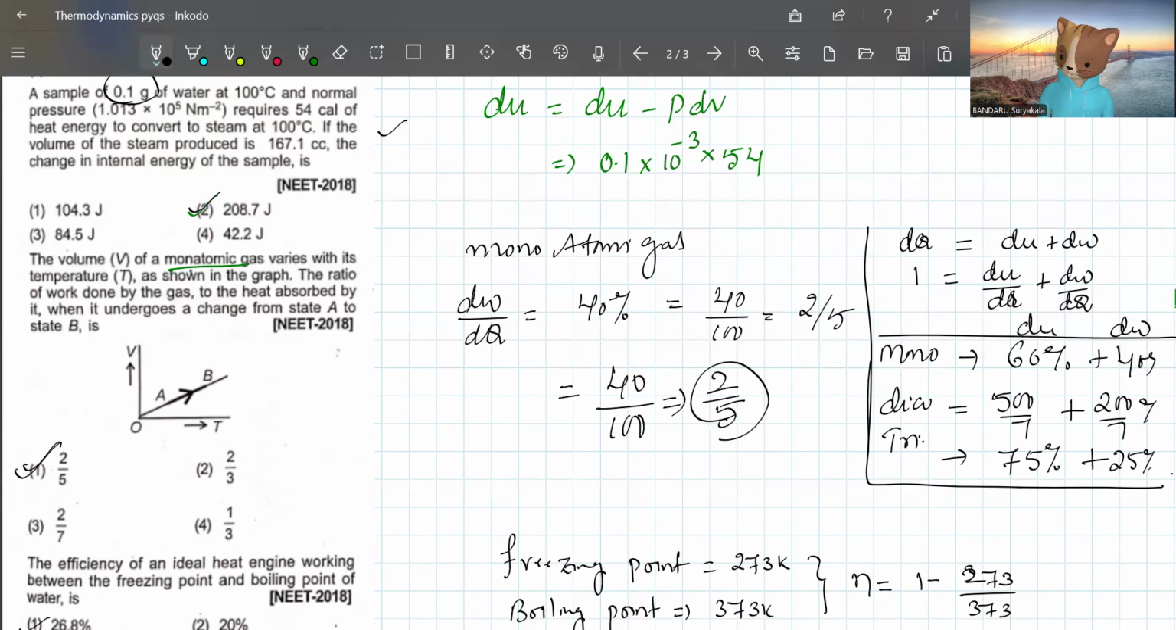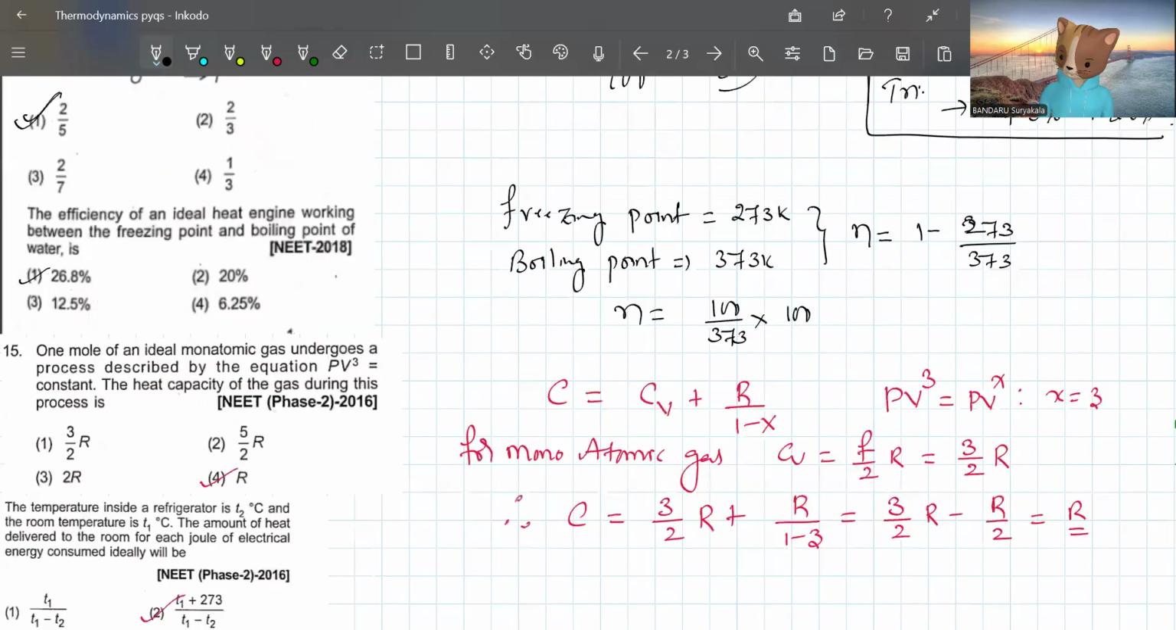Okay, next. Again, a Carnot engine problem, they give a freezing point and boiling point. Freezing point is 0 degrees Celsius. Boiling point of water is 100 degrees Celsius. Okay. If you do the calculation part, you will get 26.8%.